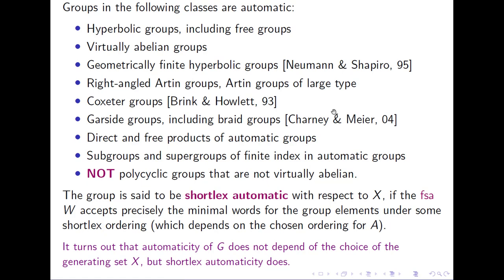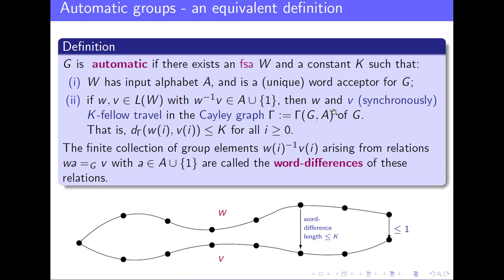So shortlex automaticity means firstly, it's automatic and we have a unique word acceptor which accepts precisely the minimal words under the shortlex ordering. And shortlex automaticity, I said automaticity doesn't depend on the generating set, but shortlex automaticity does. It may even depend on the ordering of generators used. It depends on the ordered generating set, not just on the generating set.